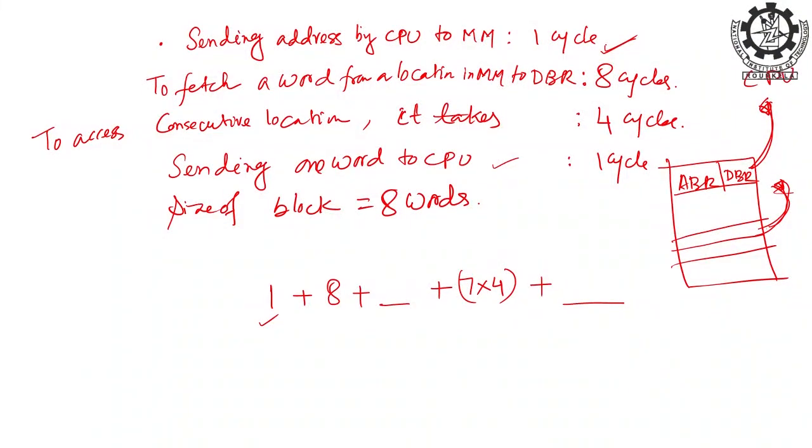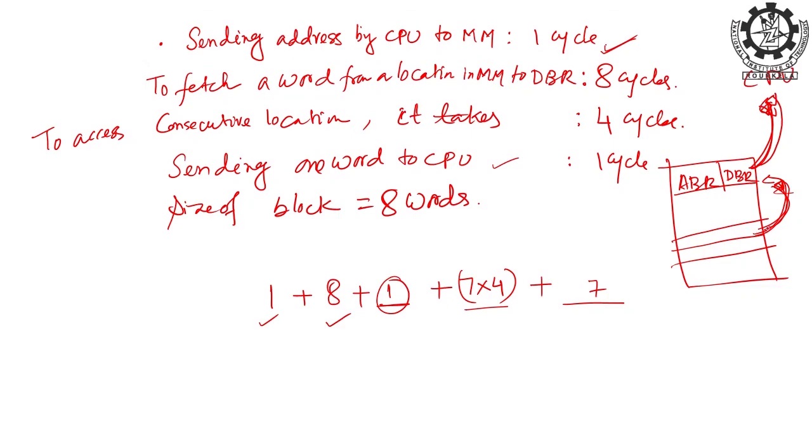So, this one we understood, and this one is also understood. Next, once we place the data, that also has to be transferred to the CPU. This will take another cycle, one cycle, and next again 4 into 7, and each time again you have to transfer it. But that is not the correct way. Why? When the data is placed, the memory is done. Now it is the CPU's responsibility to take out the data from the DBR. That work can go in parallel.